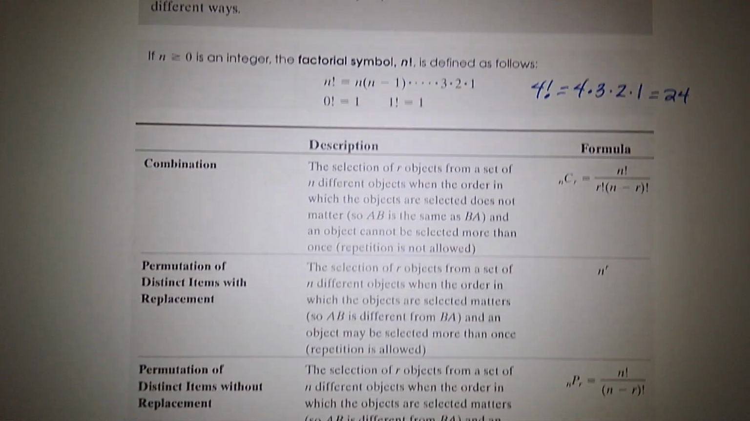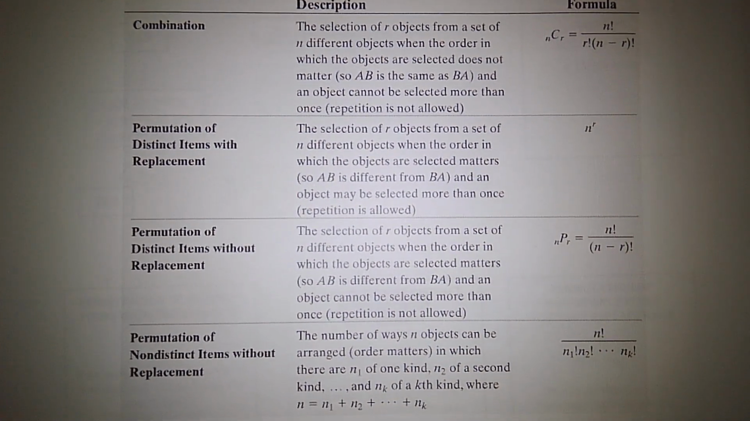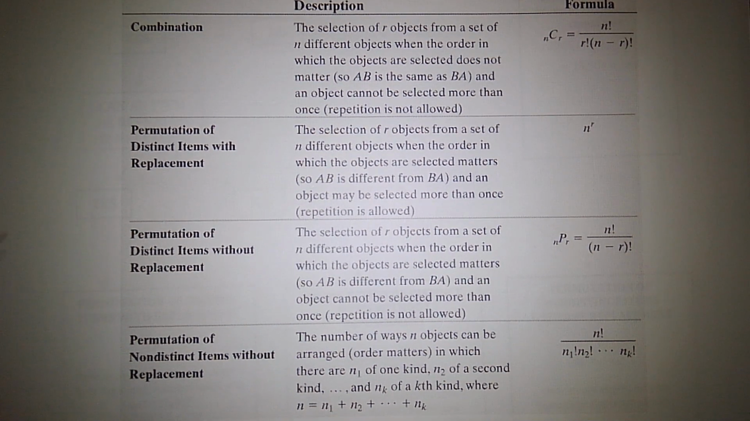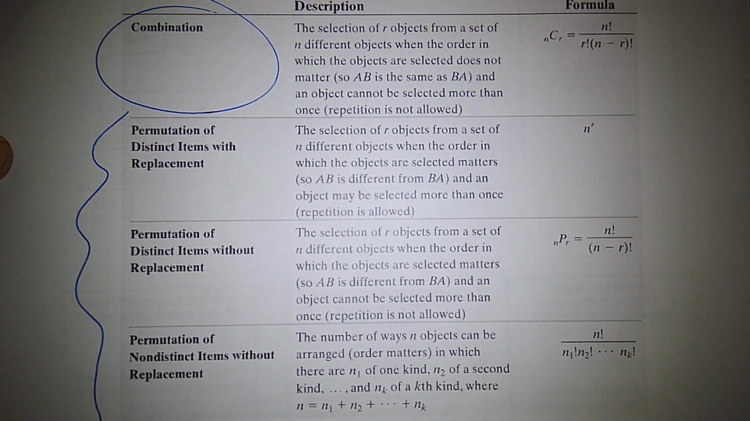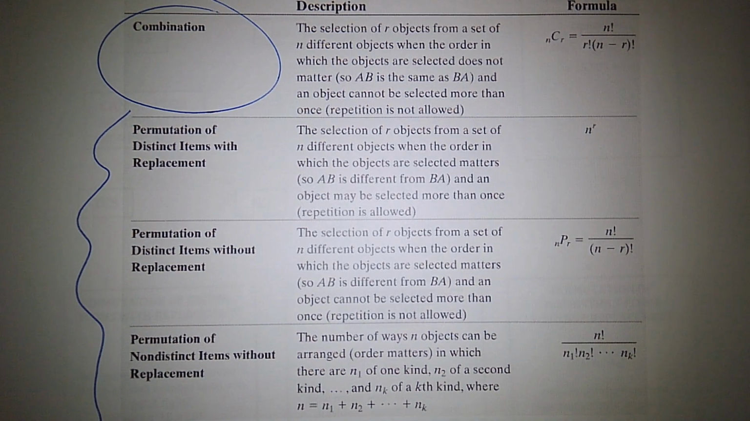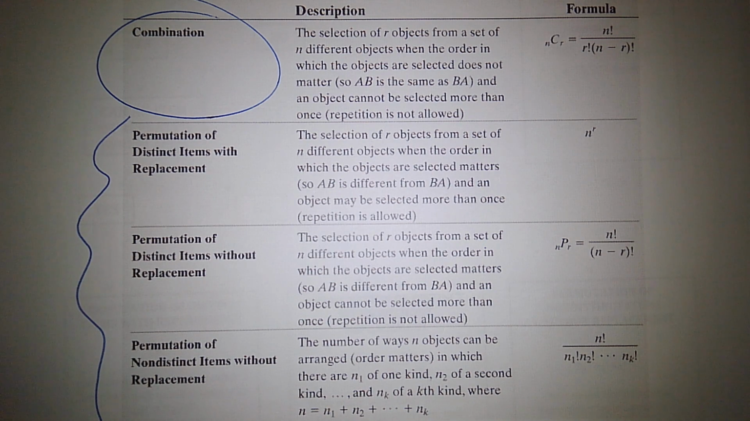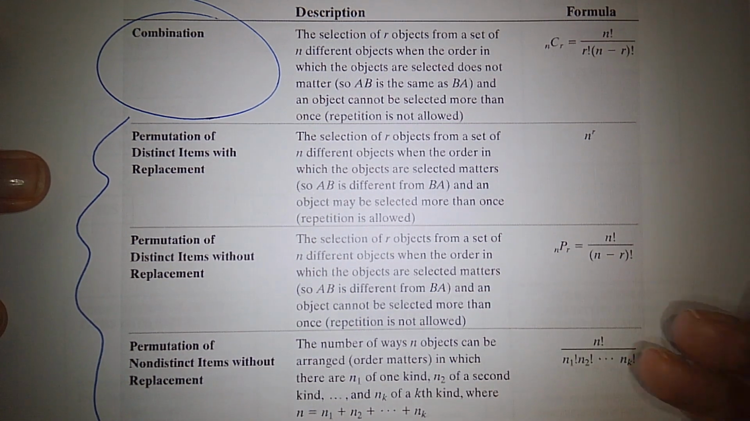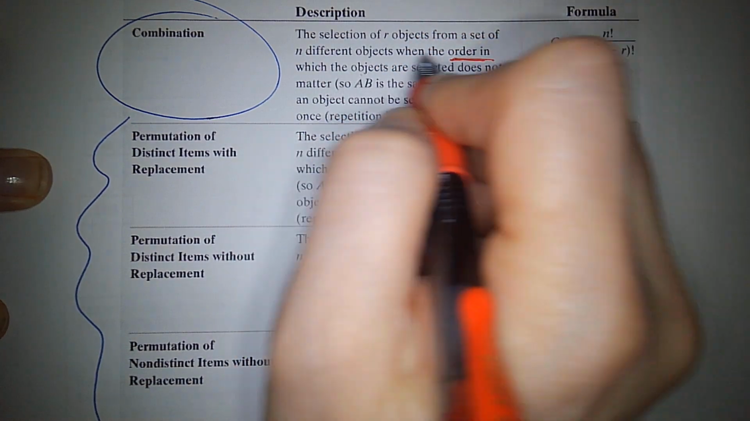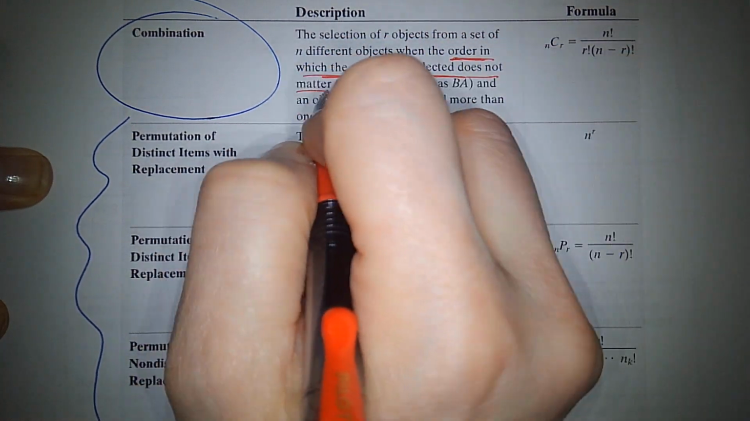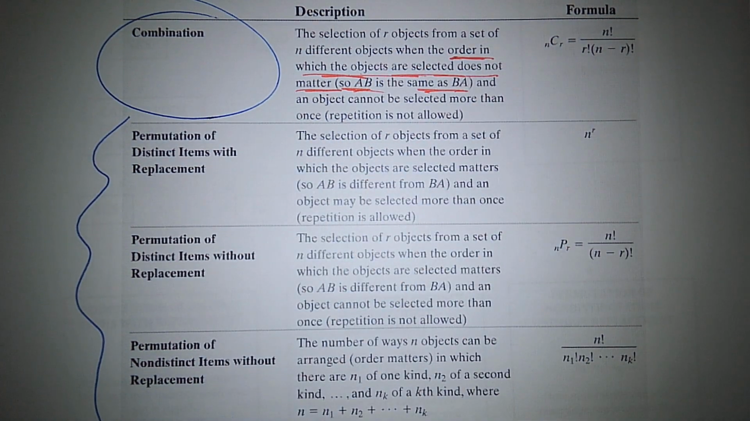Okay, the 4 types of counting techniques are using what's called combinations, and then we have permutation. So there's only one type of combination, but there are 3 types of permutations. The combination, the most important thing about combination is that the order does not matter, okay? The order in which an object is selected does not matter. So in other words, AB is the same as BA.